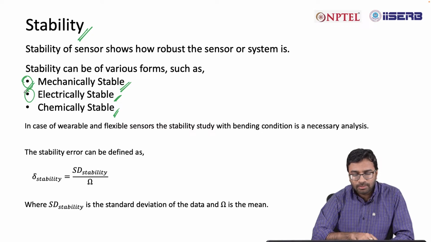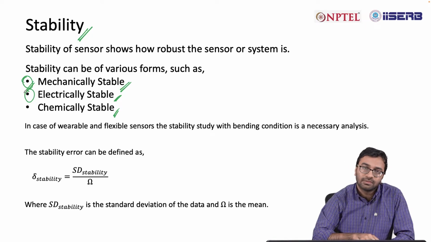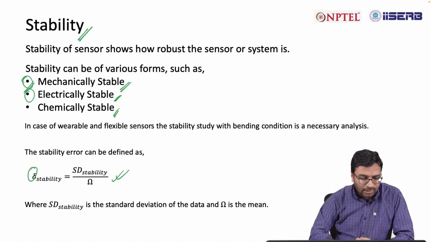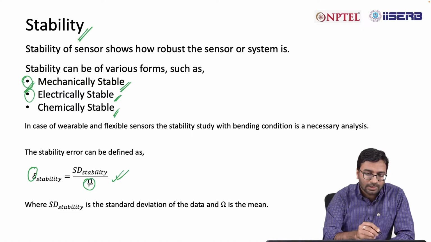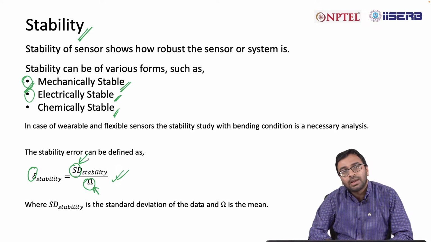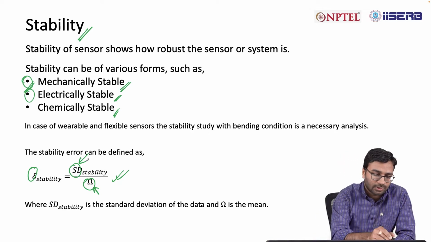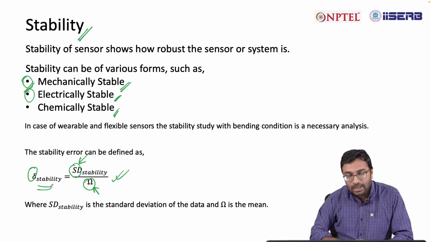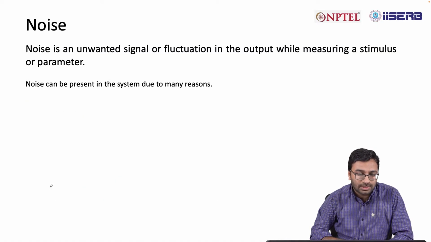Now in case of wearable and flexible sensors, the stability study with bending condition is a necessary analysis. In almost all wearable and flexible sensors, you will find people give that stability analysis, and the stability error can be defined using this. So delta is the stability error, SD is the standard deviation of the data, and gamma is the mean. If you find the standard deviation and mean of the data, you can define the stability of the system. So it's mostly the electrical stability that we are talking about. Okay, so this is again a very important parameter in most of the sensors.